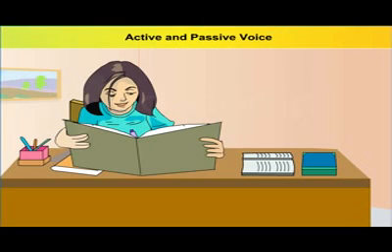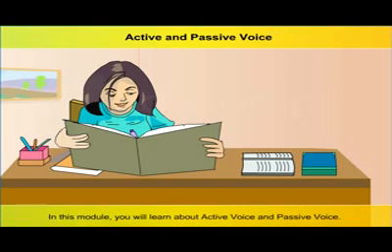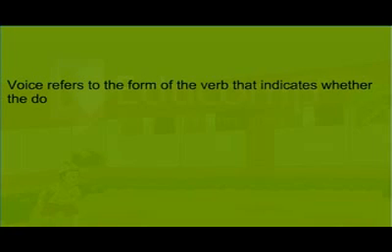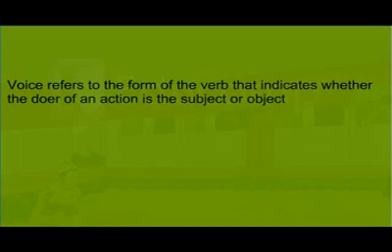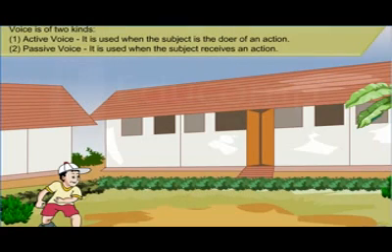Active and passive voice. In this module, you'll learn about active voice and passive voice. Voice refers to the form of the verb that indicates whether the doer of an action is the subject or object in a sentence. The voice is either active when the subject is the agent, or doer of an action, or passive when the subject is being acted upon or is affected by the action denoted by the verb in a sentence.